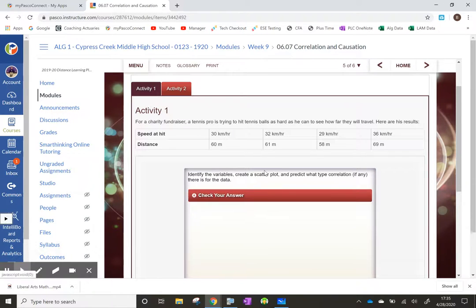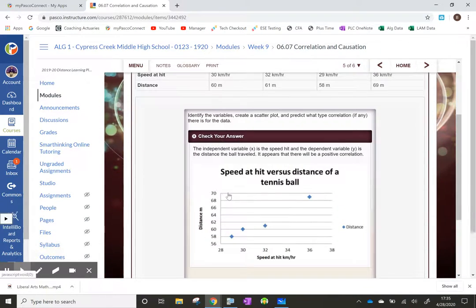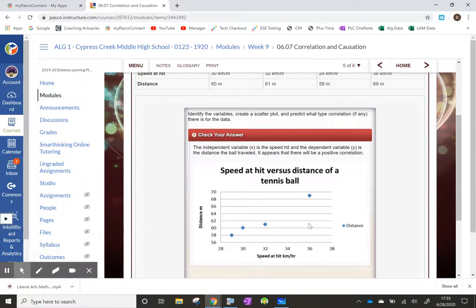Right, so we would make a scatter plot, which is to graph all of this. So if you make a graph over it, here that graph would be. You guys know how to do that. You've got the speeds down here at the bottom, and then you've got the distance over here on the left-hand side, and you just plot your points. And you can see that it goes upwards, meaning that we can see that there's a positive correlation.